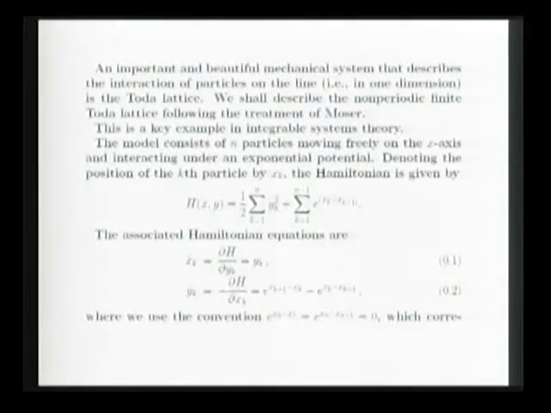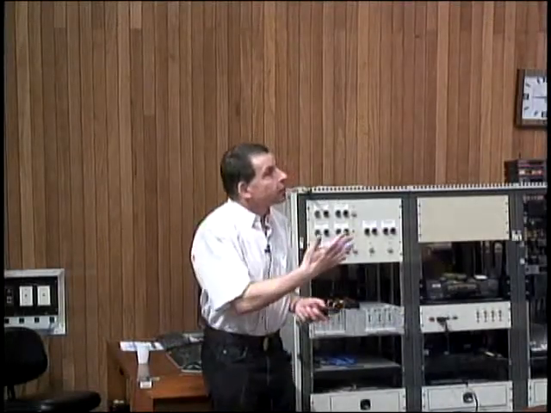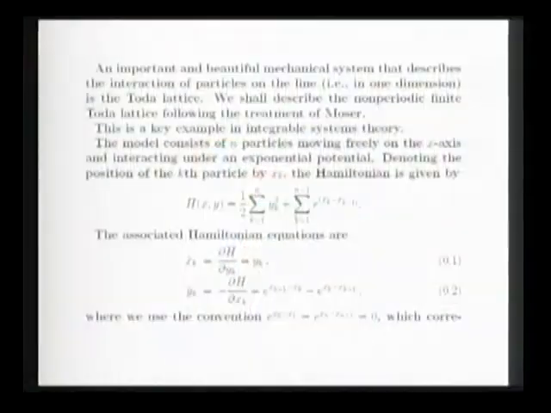So let me begin by talking about the Toda lattice, which I know is well known to many of you here. So this is a beautiful integrable system, a prototypical system, if you like, that's typical of integrable systems which are non-compact, in the sense that one gets dynamics on the line or series of lines rather than on a torus. So the system that I want to look at is this non-periodic finite Toda lattice following the treatment due to Jürgen Moser. And basically what it consists of is a set of n particles moving freely on the x-axis and interacting under an exponential potential.